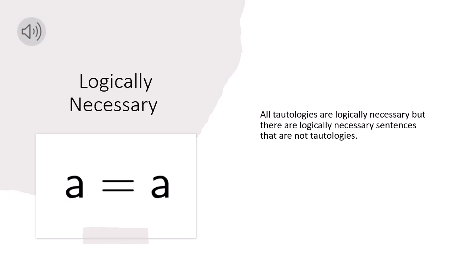And there are lots and lots of facts like this that are related to this indiscernibility of identicals that lead to logically necessary statements that are not tautologies. Remember, the tautology is being built up from the truth functional aspect of the connectives.